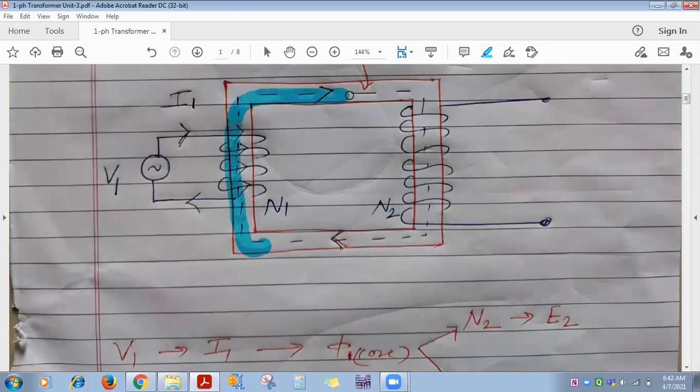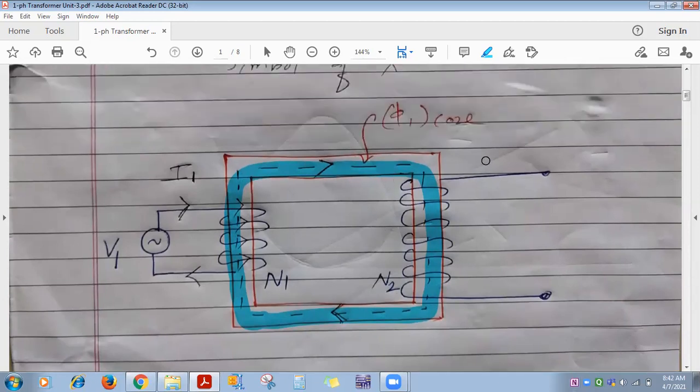Now this flux is alternating. If you observe, the primary winding turns N1 and secondary winding turns N2 are both stationary. The core is also stationary. Transformer is a static device. None of the parts rotate. Windings are stationary, and the magnetic core is also stationary. Through this stationary core, an alternating magnetic field is flowing. That is the flux, alternating flux, changing flux.